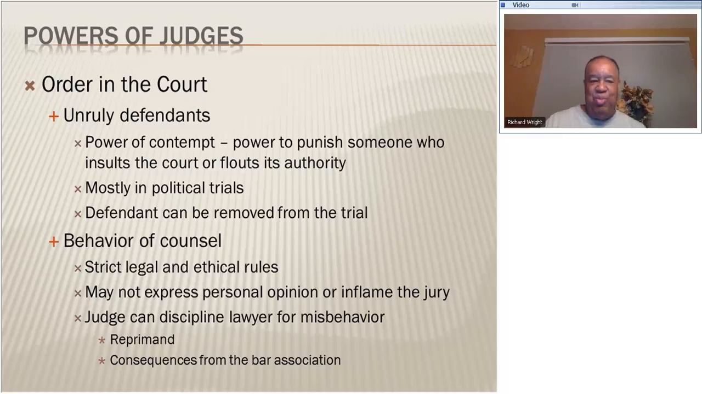A person can be removed from the courtroom for that. I remember years ago, I was at a federal court, and there was a case that involved a Panther and some people that were radicals back in the 60s. They called them the Weathermen. Had nothing to do with the weather. That was just the name of the organization. And one of the parties had to be gagged in the courtroom, tied to the chair, and ultimately removed to keep the court under control.